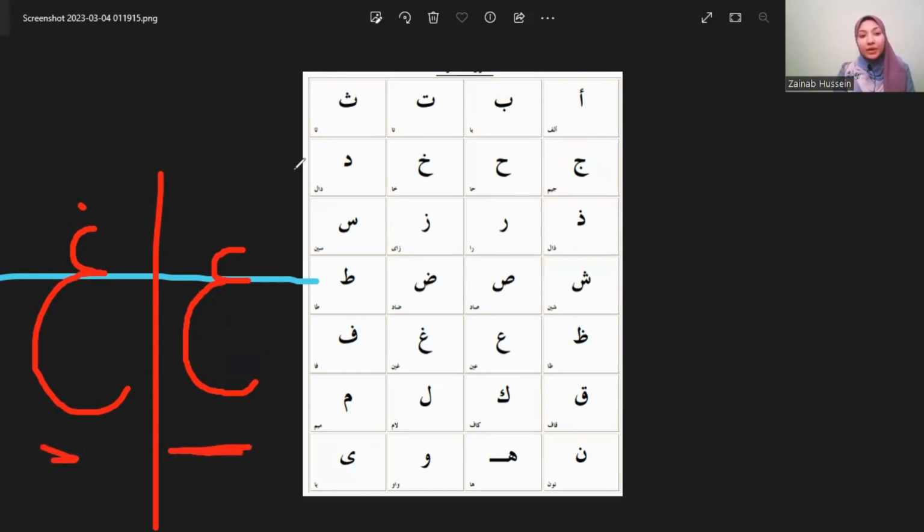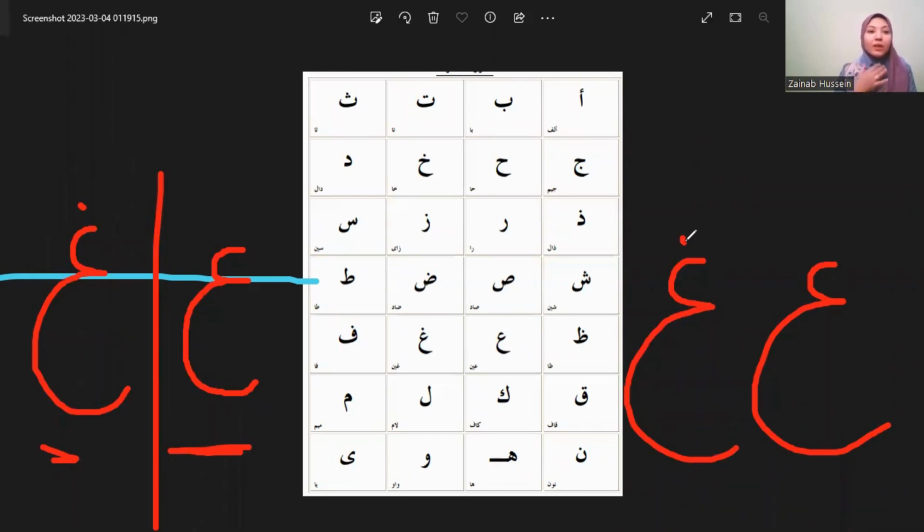Ayn, ghayn. How to write them? A small incomplete circle connected with a big one. This is ayn. A small incomplete circle connected with a big one and with a dot. This is ghayn. Like you're drinking some water and make ghayn. Okay.